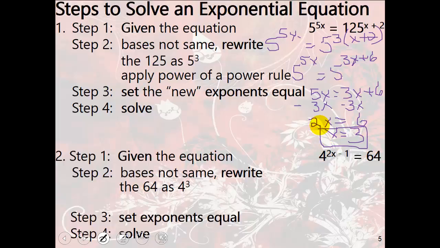Why don't you try this number 2 in your video equation? So the bases are not the same, so rewrite. All right, so I have 4 to the 2x minus 1 equals 4 cubed. Now my bases are the same, and I have an equal sign. So 2x minus 1 has to equal 3. So 2x has to equal 4. So x has to equal 2. Make sense? Okay.